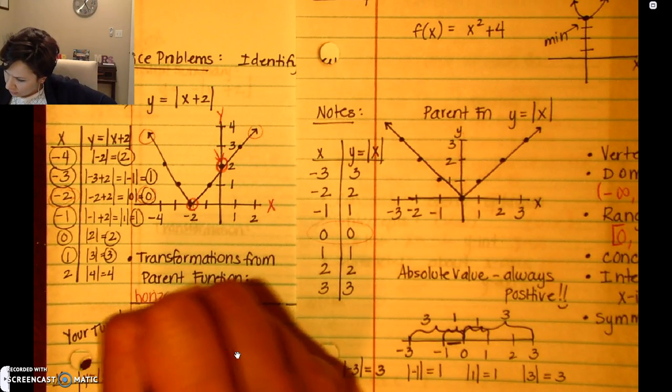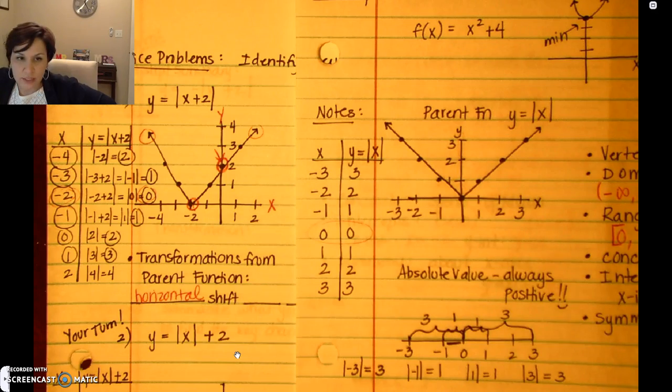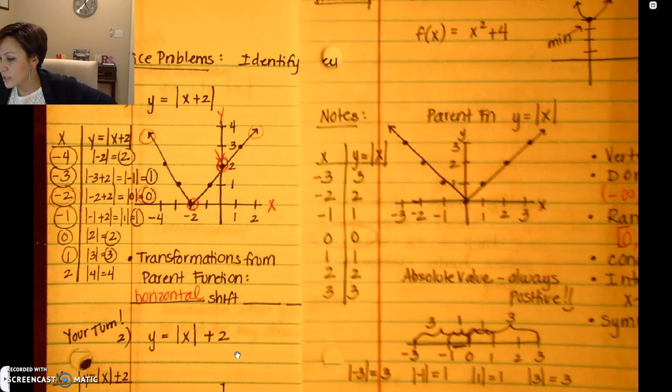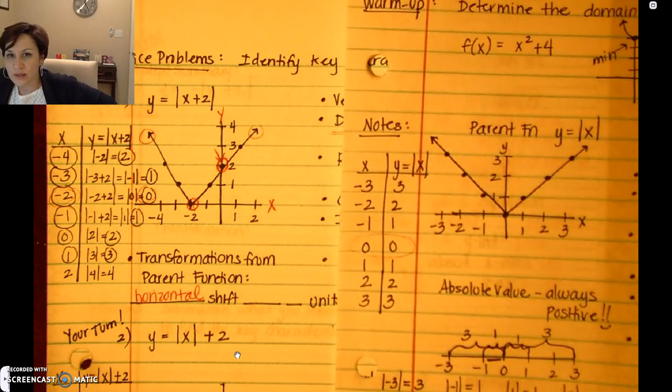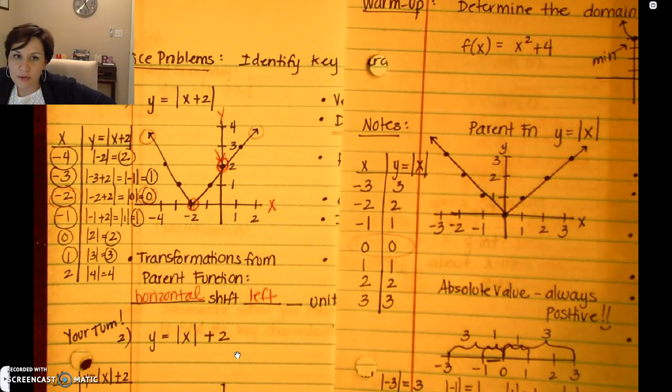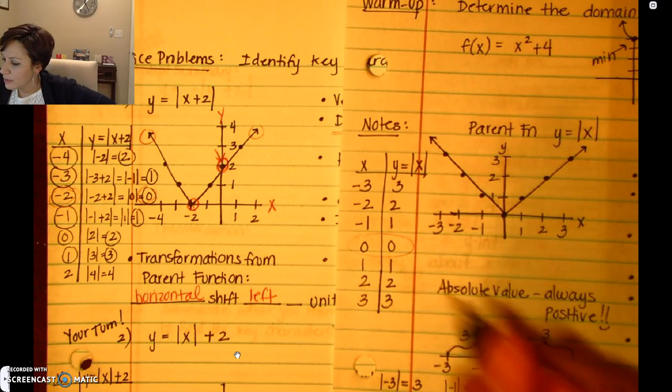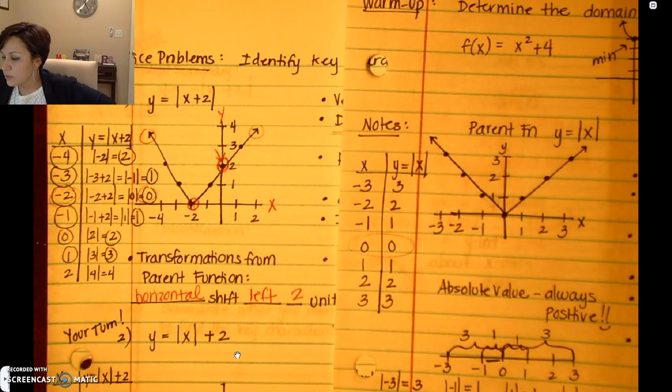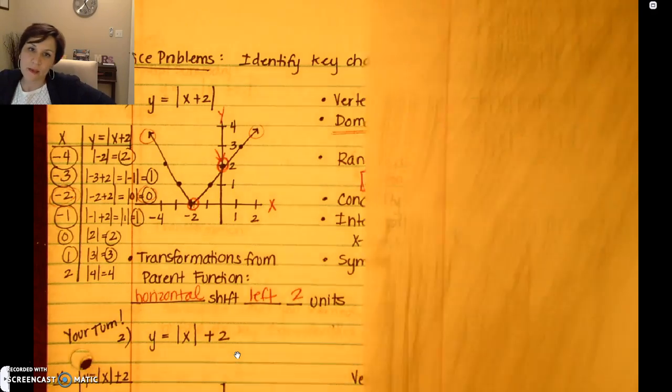Okay, the correct answer is horizontal. Horizontal shift, which direction? Is it to the left or to the right? That's right, it's going to the left. And then how many units did it move to the left from the parent function? Well, it moved 2 units to the left.